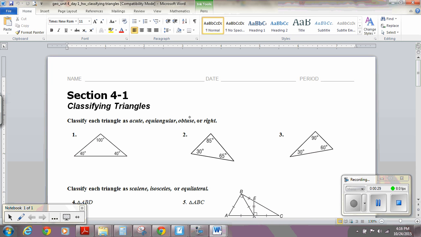So on problem 2, we have an 85-degree angle, a 65-degree angle, and a 30-degree angle. Since all of those angles are less than 90, this would be an acute triangle.